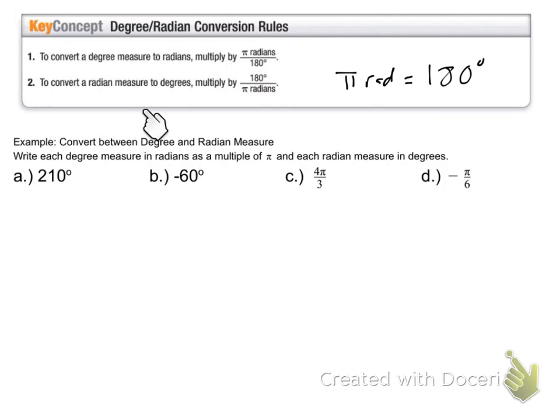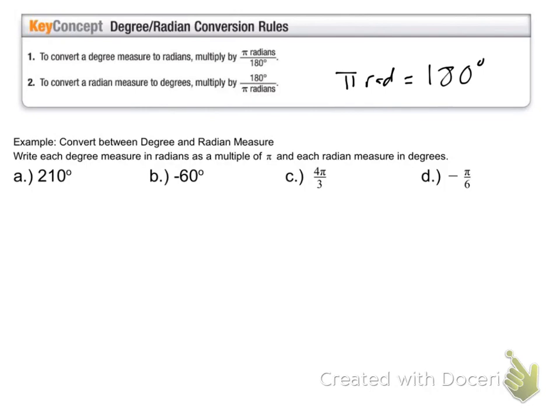If I want to convert from radians to degrees, I will put degrees on top, radians on the bottom, so they cancel out. Pretty straightforward. You can use a calculator for some of these. Some of those you shouldn't have to use a calculator. Some of these you might even remember already.